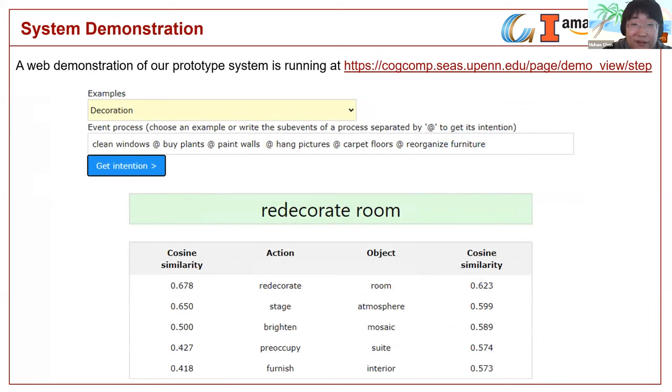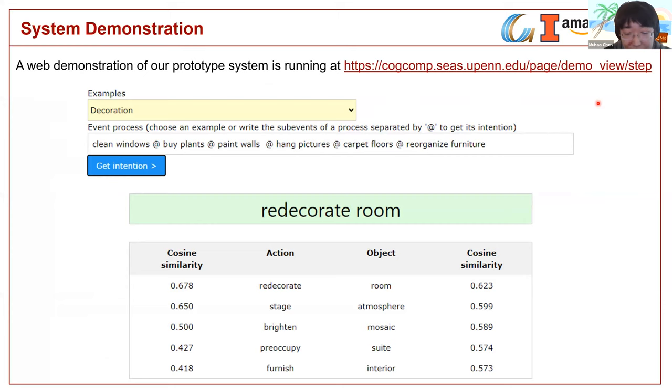For this work, we also built a web demo, which is available on the Qualcomm website as well. All those links, the datasets, resources, software, and also the demo are included in the paper.